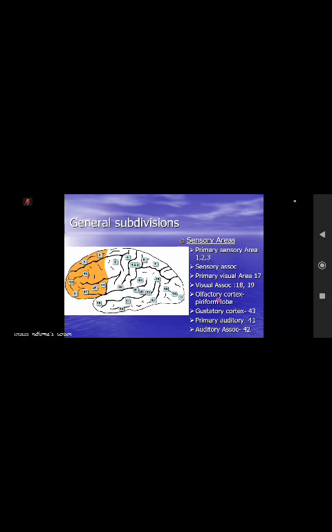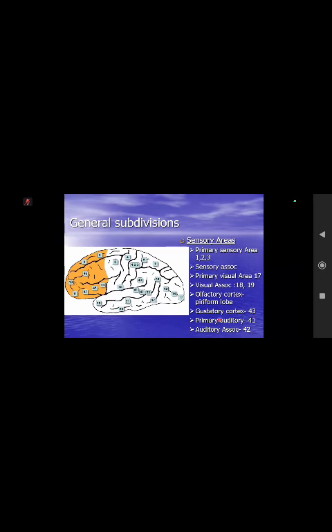The olfactory cortex and piriform lobe, this is what you are calling the piriform lobe here. The olfactory cortex mainly is for gustatory, that is taste sensation. So we have primary taste sensation areas, area 43, and then primary auditory areas, also the hearing areas.